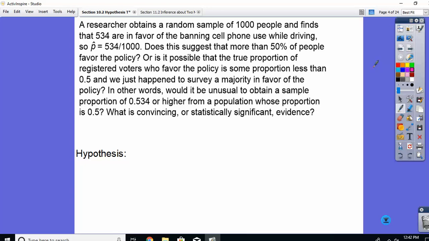So we are trying to decide, would it be unusual to obtain a sample proportion of 0.534 or higher from a population whose proportion is 0.5? Okay, we'll be looking at problems like this, and the first step you always have to be able to do there is the null and alternative hypothesis.